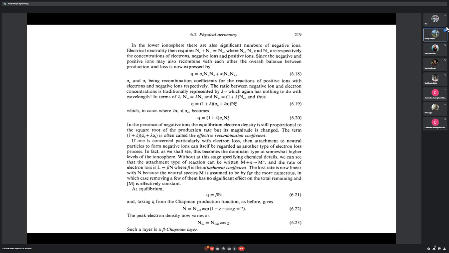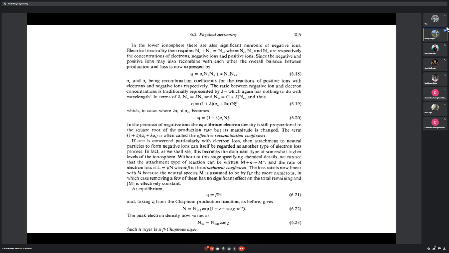So Q is not alpha Ne square, as we had seen in our earlier discussion. It is 1 plus lambda into alpha E Ne. Alpha E is the recombination coefficient for electrons, and Ne is the number of electrons, and that is equal to the total number of ions. So in the presence of negative ions, the equilibrium electron density is still proportional to the square root of the production rate, but its magnitude has changed.